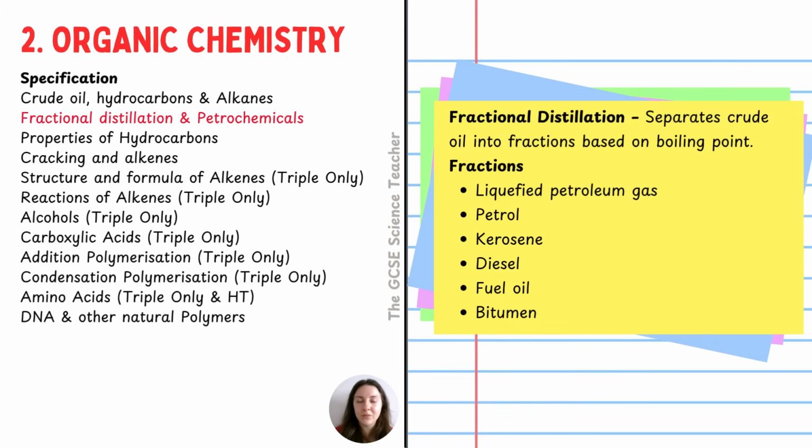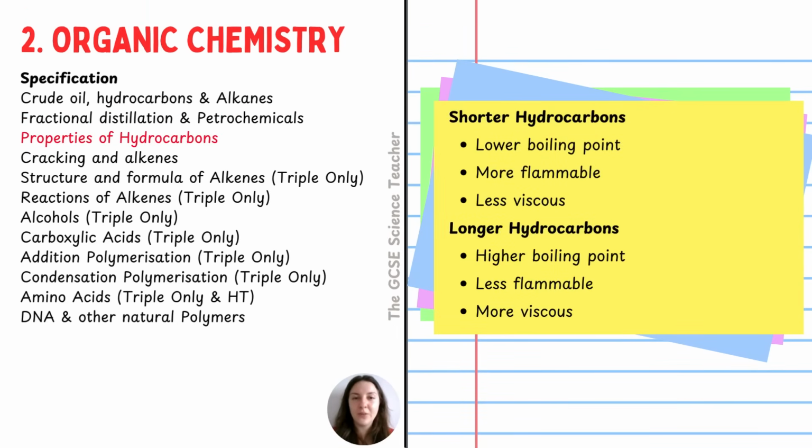And you might recognize some of these as well because they are useful fuels that you may have heard of in things like cars and buses, especially petrol, for example. So we have shorter hydrocarbons with lower boiling points. They are more flammable and less viscous, which is why it's so useful to separate crude oil in the first place, so we can get a wide variety of uses from those smaller hydrocarbon chains. However, longer hydrocarbon chains have a higher boiling point, they are less flammable and more viscous. So again, still useful in that sense.